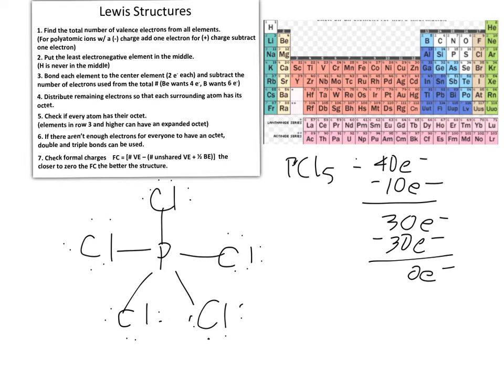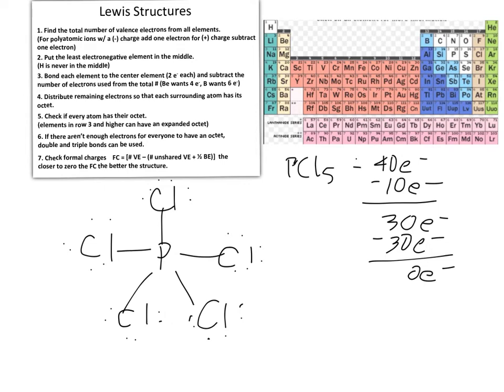Okay, so I need to follow step number 5 and check if every atom has their octet. So let's look at the exterior atoms. Each one of these chlorines is bonded to this phosphorus in exactly the same way. If I look at this chlorine atom, I have 2, 4, 6, 7, 8. So each one of these chlorine atoms is content. They're happy. Now phosphorus, let's check this out. It has 2, 4, 6, 8, 10 valence electrons.